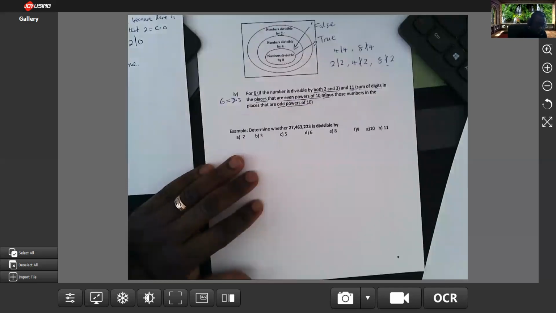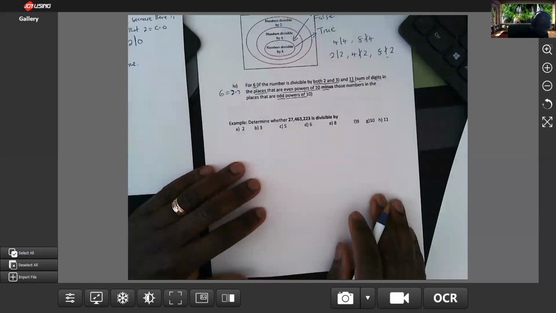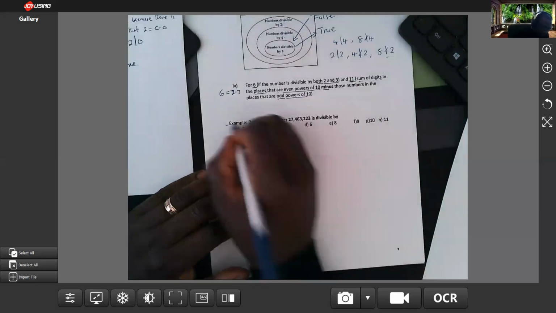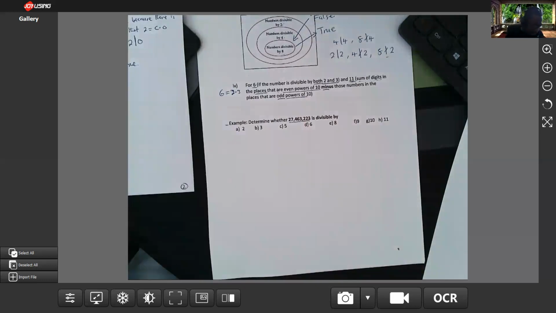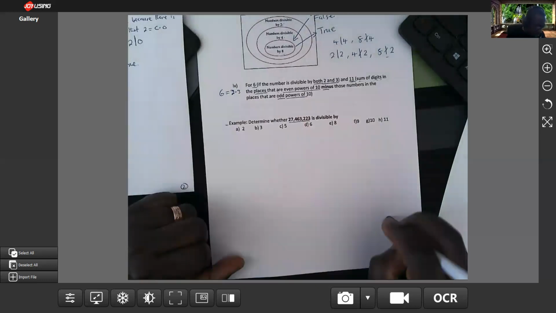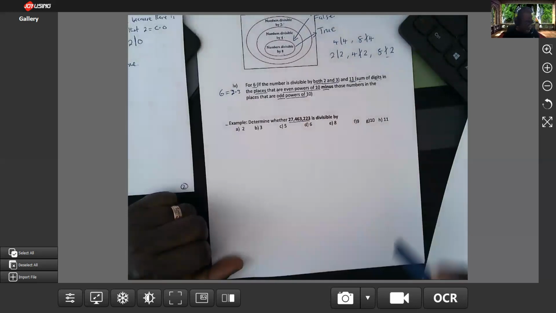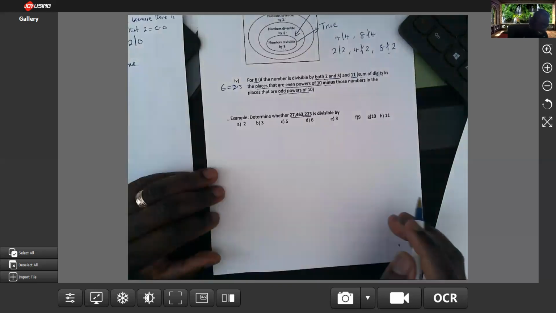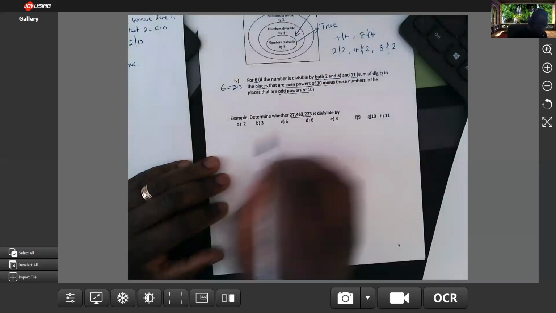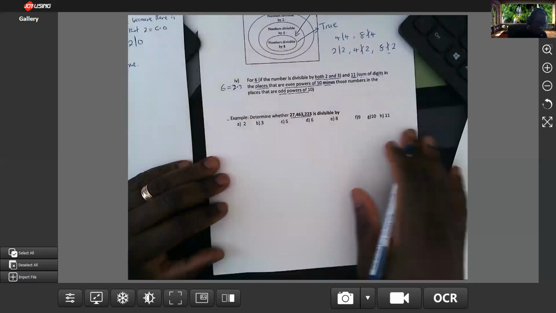Okay, so in this problem, the next example, we are given the number 27,466,63,223. All right. So is this number here divisible by 2, 3, 5, and so on up to 11?